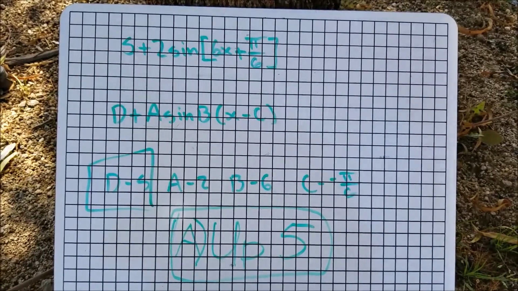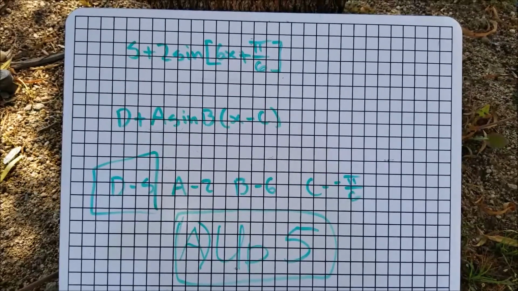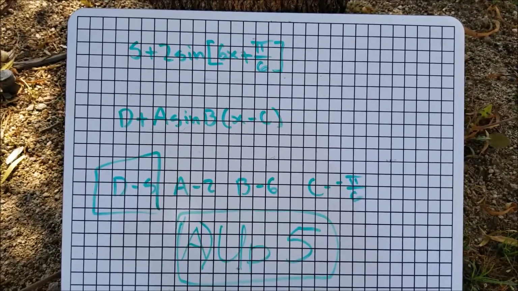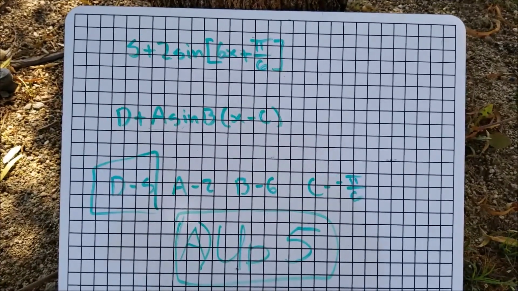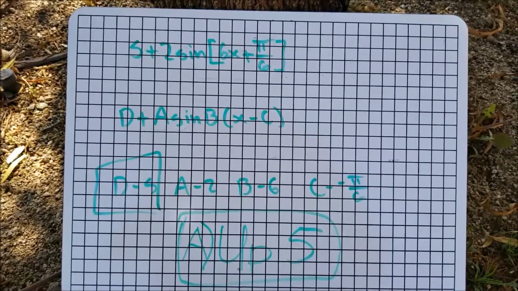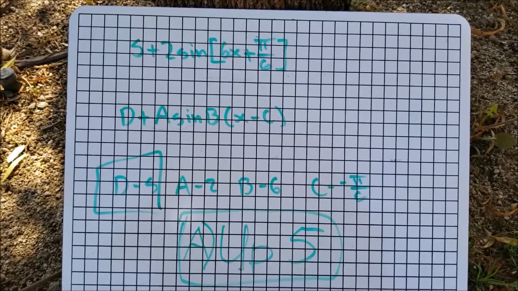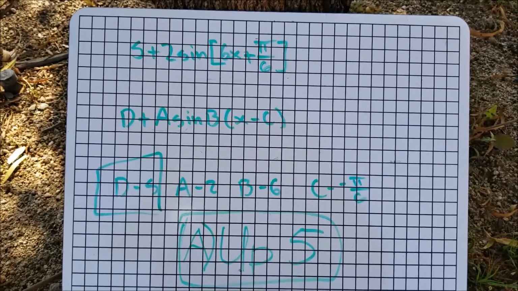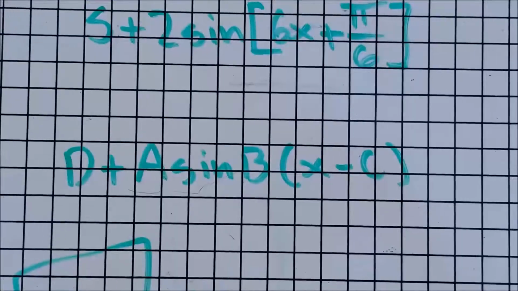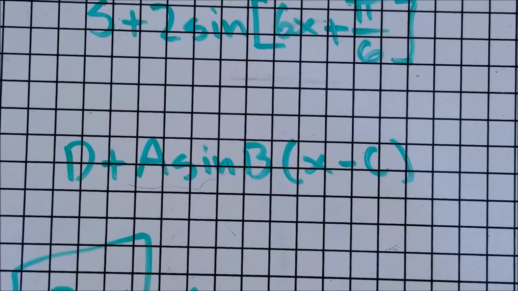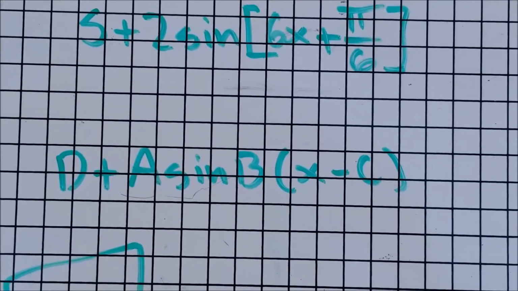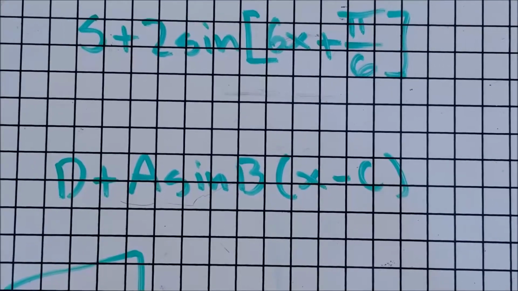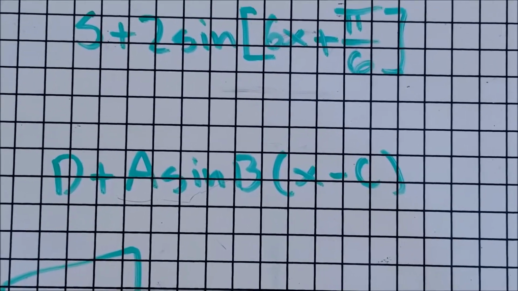This is Precalculus quiz number 14, problem number 3. Find the vertical translation of y equals 5 plus 2 sine parentheses 6x plus pi over 6. First step, you have to write the equation, which is y equals d plus a sine b parentheses x minus c.